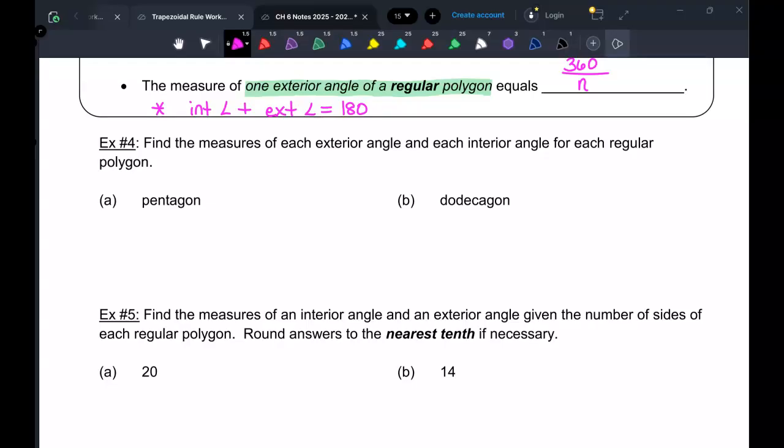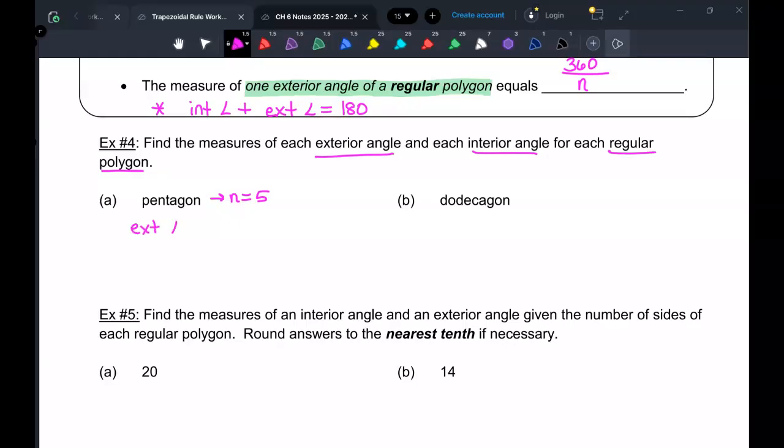Okay, so now I want to do 2 things. I want to find the measure of an exterior angle and an interior angle for each regular polygon. If it's a pentagon, this means n equals 5. Isn't it easier to do the exterior first? Yeah, 100%. It's a linear pair. Do I want to do the interior angle, n minus 2 times 180 divided by n? That's a more complicated formula. It's so much easier to find the exterior angle first.